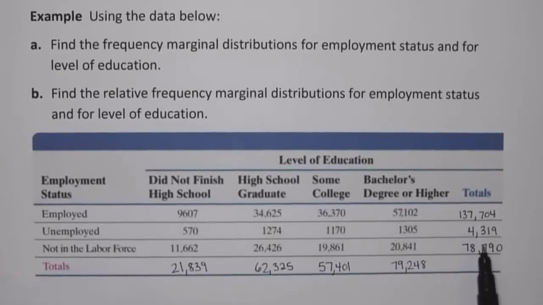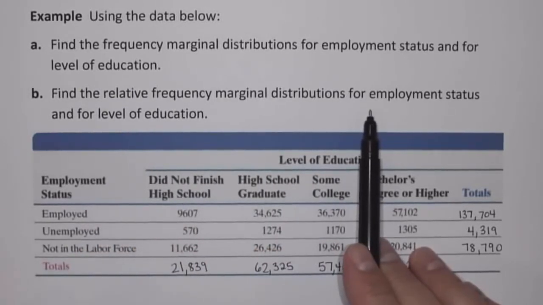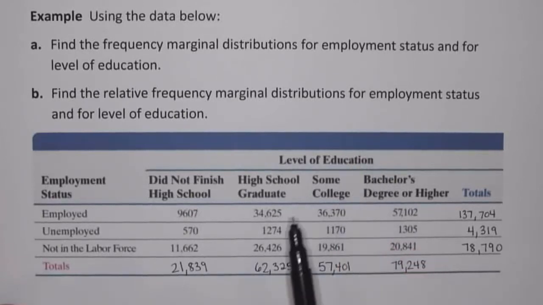This is, again, the frequency marginal distribution for employment status. This is the frequency marginal distribution for level of education. Now in Part B, we want to find the relative frequency marginal distribution for employment status and for level of education. All that means is that we're going to change these into relative frequencies. So we're going to take each one of these frequencies and divide by the total. So we have to figure out what the grand total is.